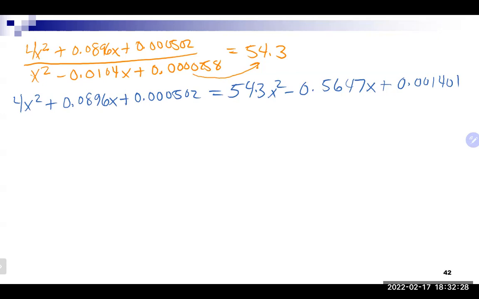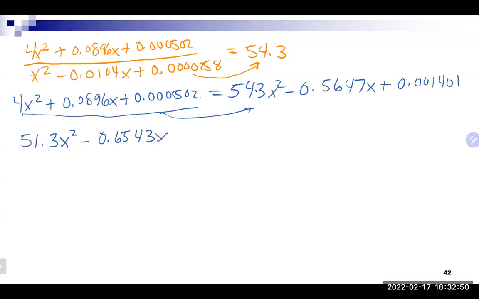Personally, like I said before, I like to keep the x squared positive. You don't have to, but I like to do that. So because I'm going to do that, everybody on this side is going to be subtracted or moved over to the other side. When we finally do all that, we get 51.3 x squared minus 0.6543x plus 0.000899 equals 0. And finally, we get our quadratic formula equation there that we could use.